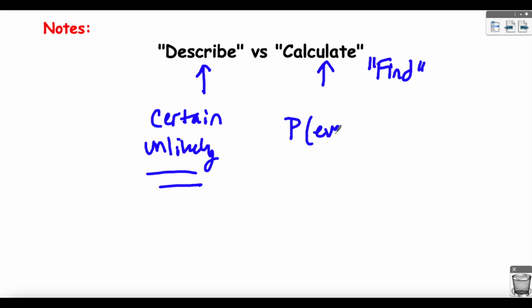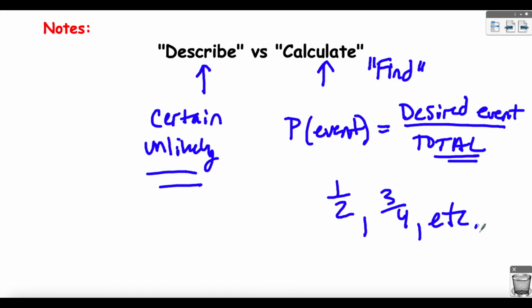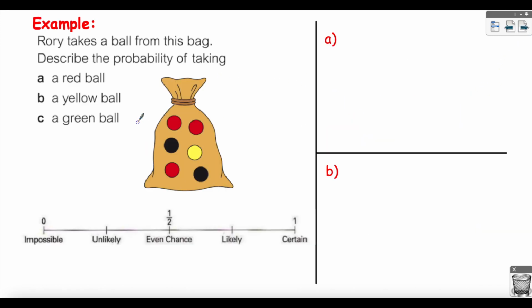So the probability of an event occurring, you're going to get the desired event that you just wrote down, and you're going to divide it by all the total possible outcomes. So this would be 1/2 or 3/4, etc. So let's take a look at two different examples based off of these two skill sets.